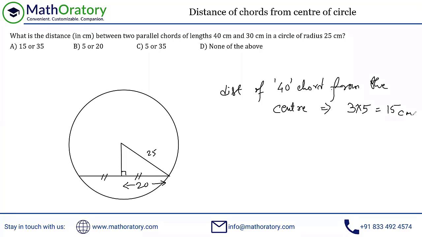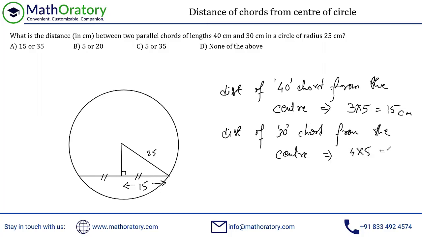Similarly, if I consider the second chord, the only change is that this becomes 30 centimeter, right? No, sorry, my bad. The entire thing is 30 centimeters, so this should be 15 centimeter. Now again, use the triplet. This is 5 into 5 and 3 into 5, so this leaves 4 into 5 out here. So the distance of the 30 centimeter chord from the center is basically 4 into 5, right? Just using the triplet again. So that is 20 centimeter. These are the distances of these two chords from the center.